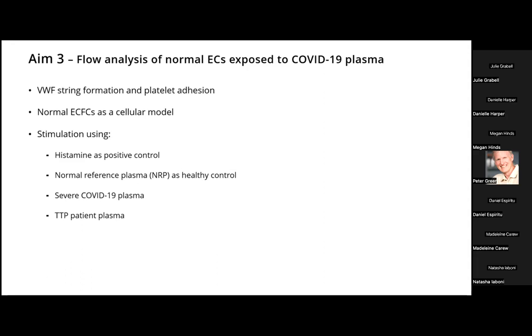So in this portion of the project, I wanted to also include TTP patient plasma because we saw so many similar biomarker levels with our COVID-19 patients and TTP plasma. And I wanted to see if they could be compared in any way, if there was some type of stimulation. Some studies have suggested that TTP plasma can stimulate cells, whether it be from the antibodies or some other component. So I wanted to include that just to get a better comparison.